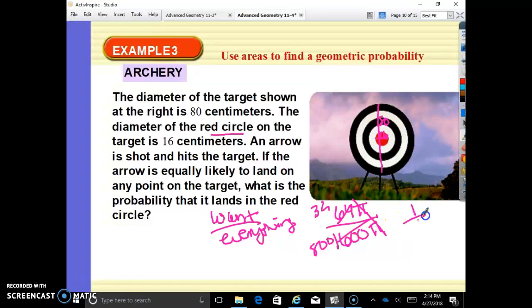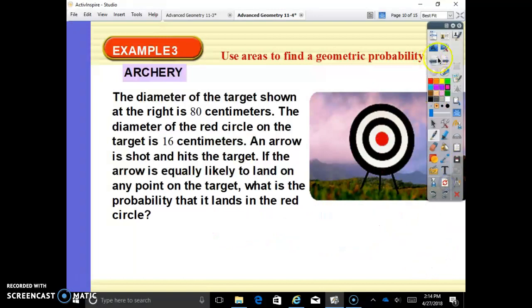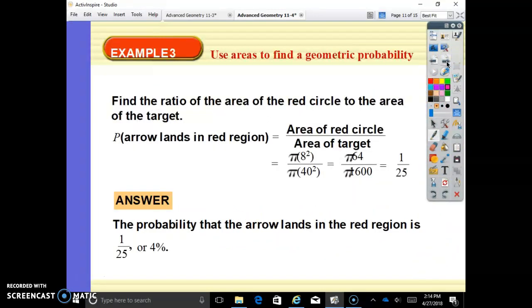So it's going to be 1 over 25, which as a decimal is going to give me 0.04 or 4%, because you move your decimal 2 places towards your percent sign and add the percent sign, it's 4%. You have a 4% chance of hitting the red circle.